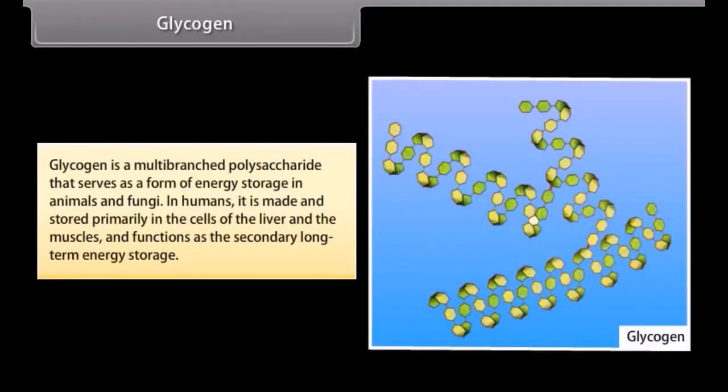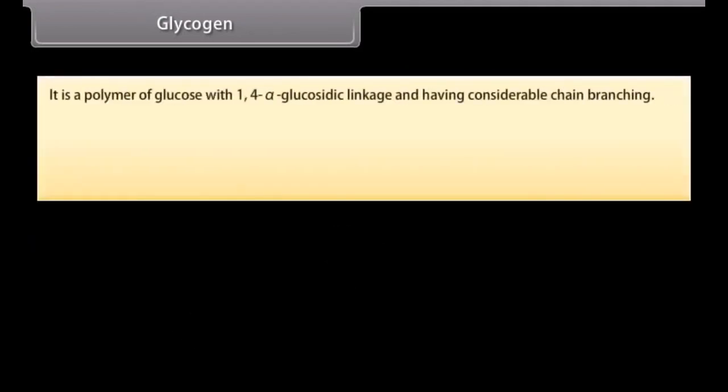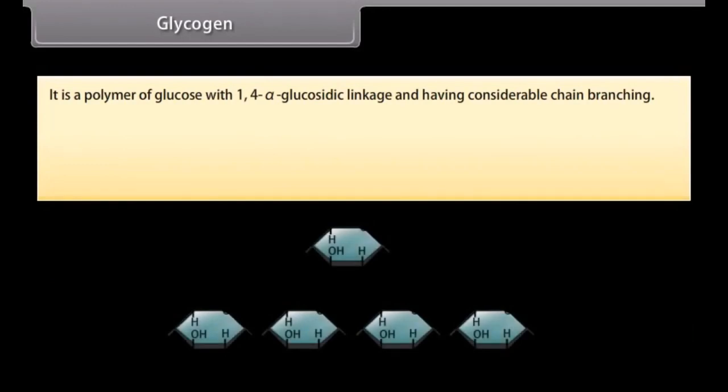Glycogen is a multi-branched polysaccharide that serves as a form of energy storage in animals and fungi. In humans, it is made and stored primarily in the cells of the liver and the muscles, and functions as the secondary long-term energy storage. It is a polymer of glucose with 1,4-alpha-glucosidic linkage and having considerable chain branching.